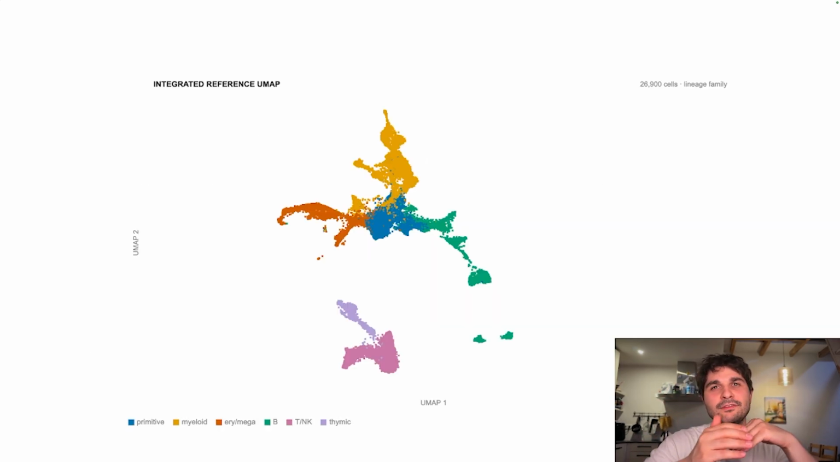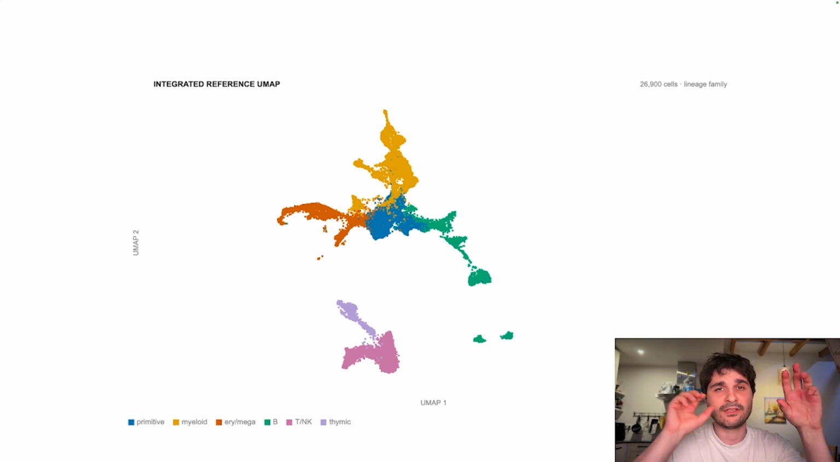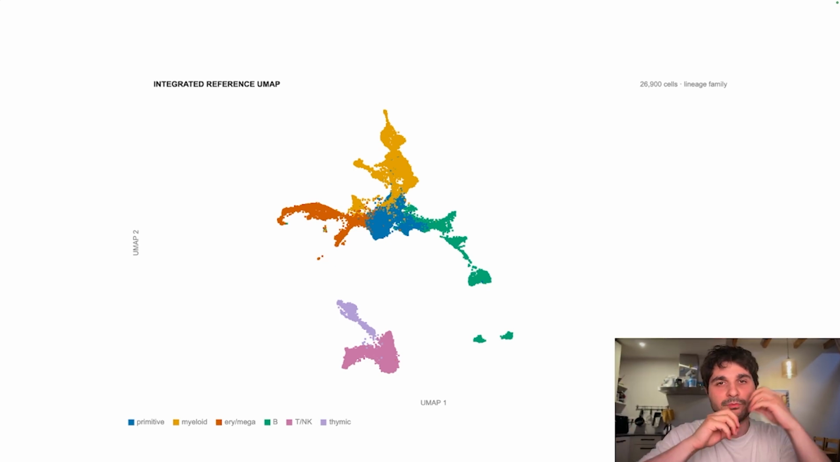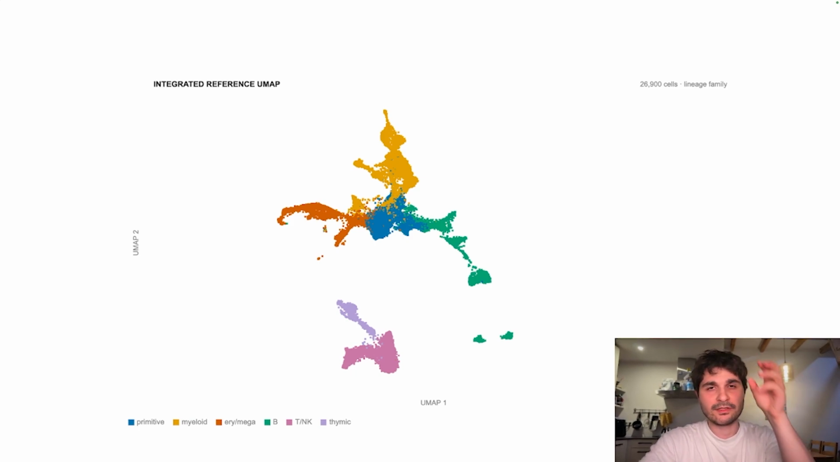First, I created this UMAP plot, which consists of a bone marrow atlas plus a thymic atlas. I added the thymic atlas because T-ALLs are created from cells from the thymus, and the bone marrow atlas actually lacks those cells. I did that to cover the whole myeloid and lymphoid lineage.